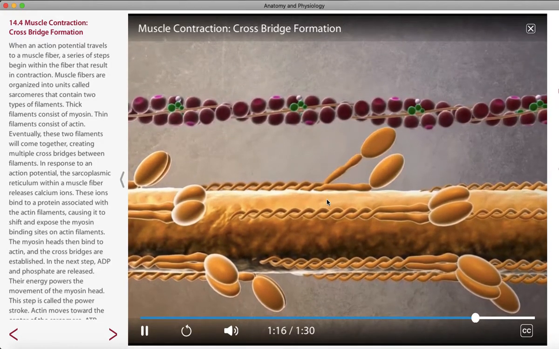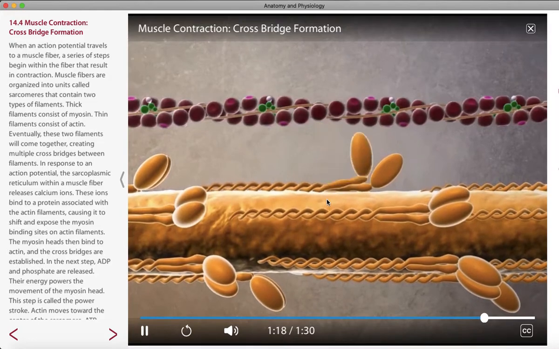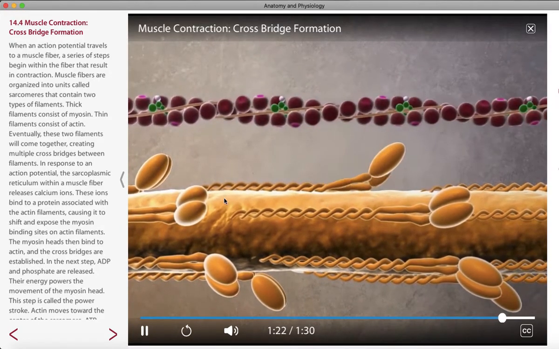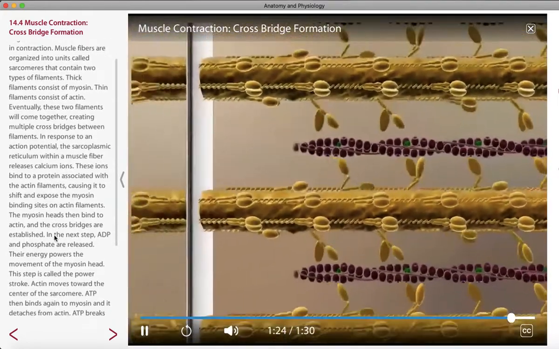Myosin heads continue to deactivate and reactivate. This causes the myosin filaments to pull together and slide across one another, contracting the muscle.